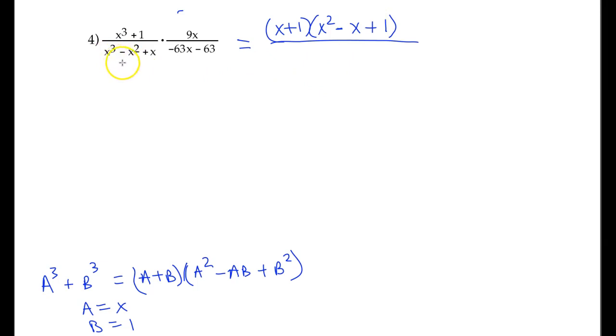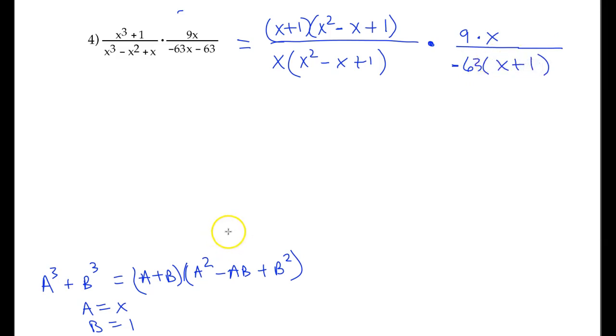In the denominator, note that here we have a common factor of x. It can be factored out of each term, and that leaves us with x squared minus x plus 1. That is what that first term factors to be. For the second term, 9x is just 9 times x. And negative 63x minus 63 has a common factor of negative 63. So when I factor out a negative 63, I just have an x plus 1 left over.